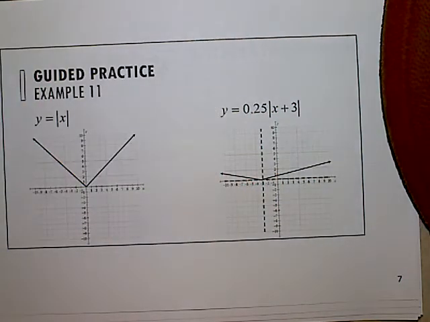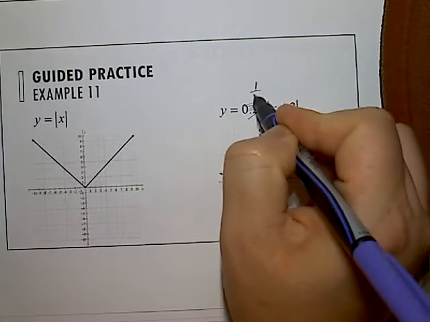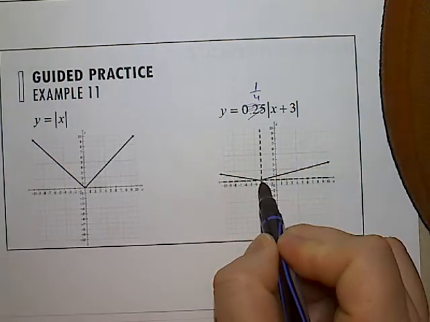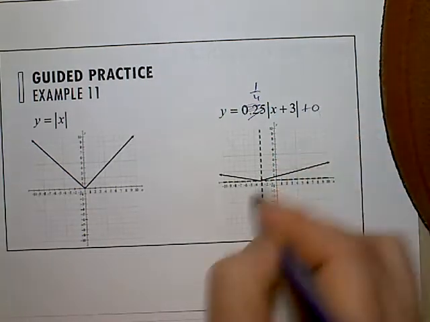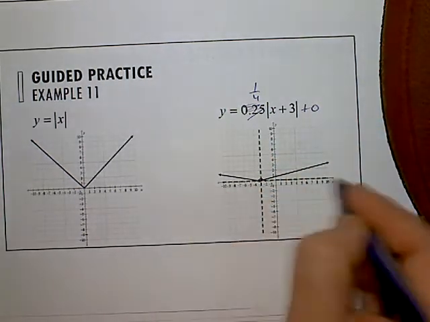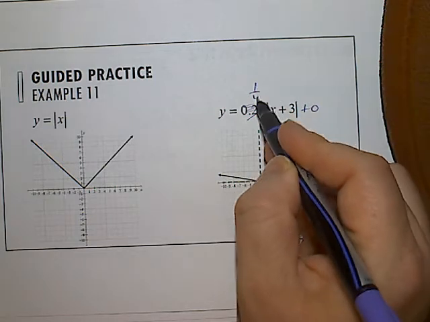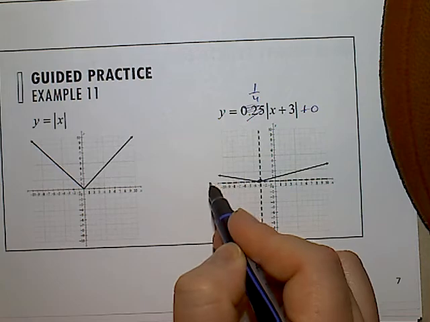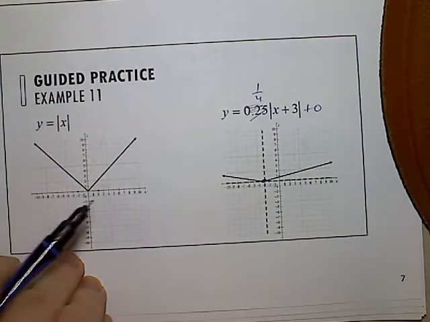So I know this is a 1/4. So I'm going to go, okay, it lies. I'm going to go to the left 3. There's nothing behind this, so it stays on the x-axis. And now I'm going to follow the slope to the right, up 1/4, up 1/4, and mimic it on the left-hand side.